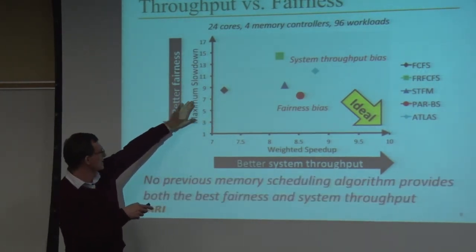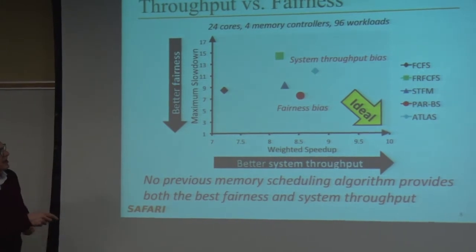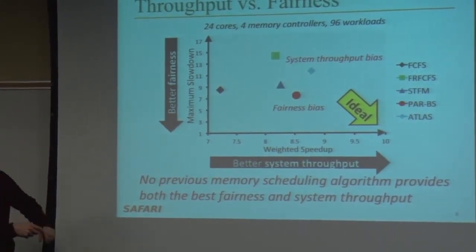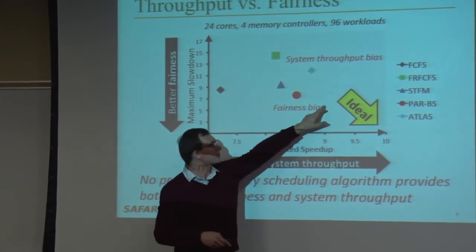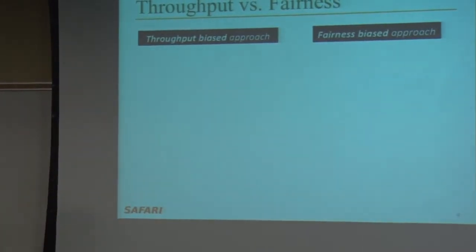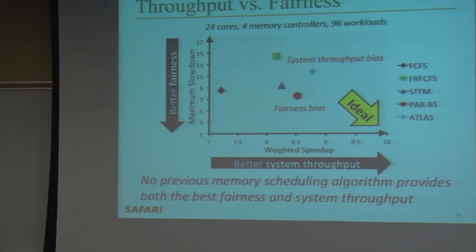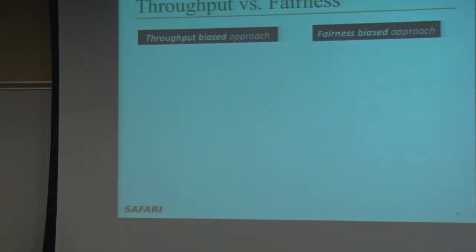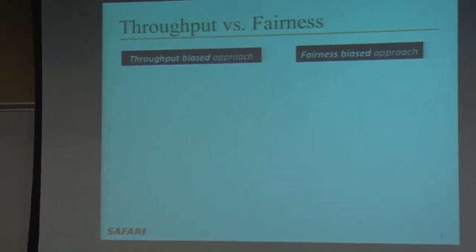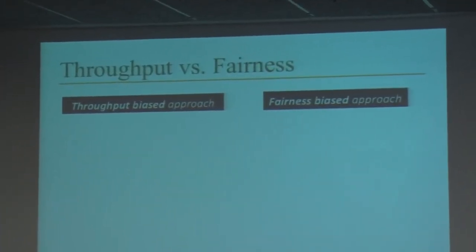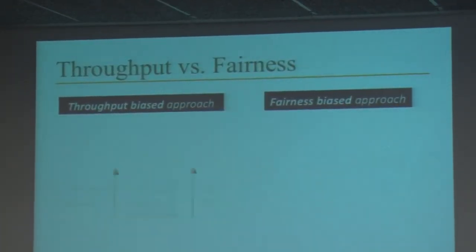If you look at this, there's no previous memory scheduling algorithm that provides the best performance and system throughput at the same time. Basically, that should be somewhere here. Right? So we would like to achieve that. So how can we achieve that? It's always good to strive for that ideal, right? That's how we can advance the state of the art. Let's think about these two different approaches. You can have a throughput-biased approach or a fairness-biased approach. And different schedulers are biased in some way.